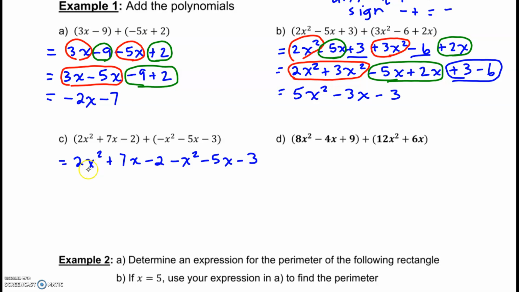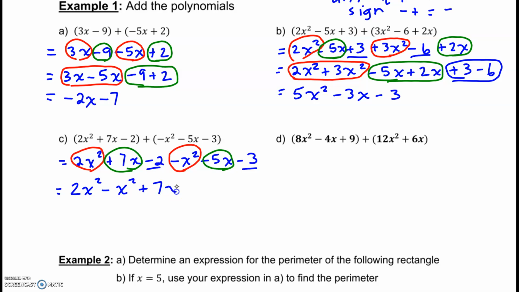Okay, let's put our like terms together. So I have a 2x squared and a negative x squared. I have a positive 7x, that is like negative 5x, and then I have my constants. Remember, constants are numbers by themselves. All right, let's write our like terms together. So we're going to organize 2x squared minus x squared plus 7x minus 5x minus 2 minus 3.